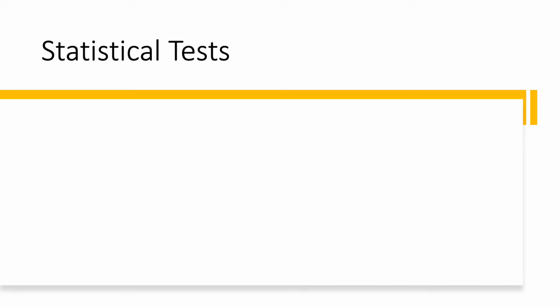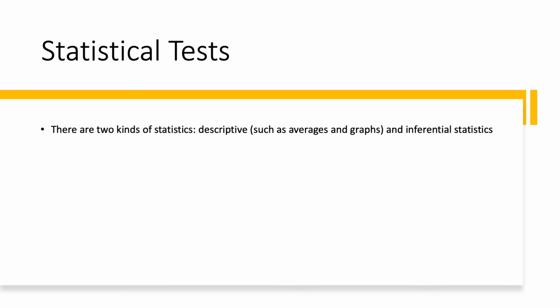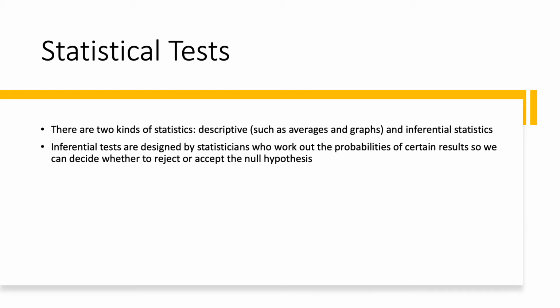Statistical test. I think you should already know that there are 2 kinds of statistics. There are descriptive statistics, such as averages and graphs, and then there are inferential statistics. And we briefly discussed these in the probability lesson. Inferential statistics are designed by statisticians who work out probabilities of certain results so we can decide whether to reject or accept the null hypothesis.